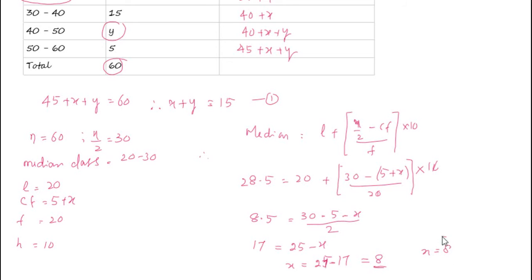X equal to 8. But we know x plus y equal to 15. X is equal to 8. 8 plus y equal to 15. Therefore, y equal to 15 minus 8 equal to 7. So, x equal to 8, y equal to 7. These are the two missing frequencies.